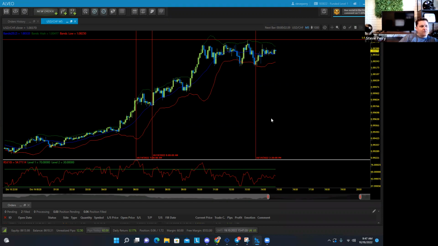Trying to find something that I'd feel comfortable putting a very large position on. Because today we've made money, but I didn't know the volatility was going to be this week. And I think for me, especially on the FTMO account, I need to put a bigger trade on. Because with FTMO, I don't know if you're familiar with it, the two big rules are you can't lose more than 5% in a day, and you cannot have a loss bigger than 10%.